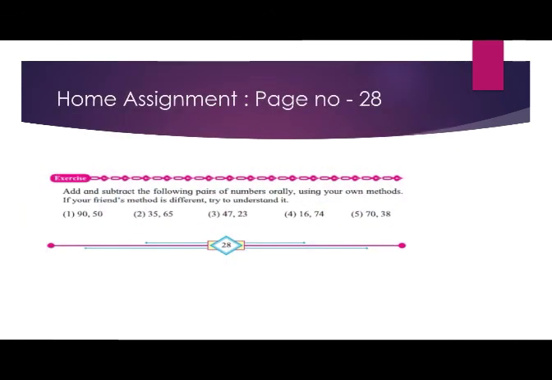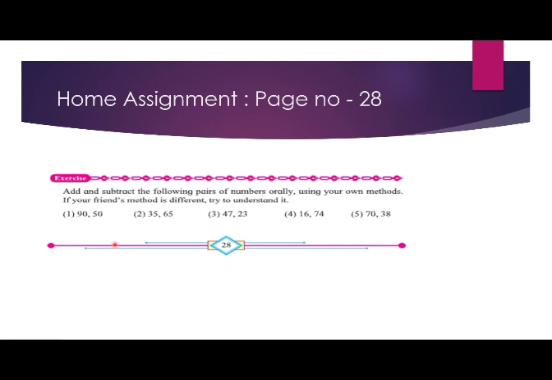Now students, there is one home assignment for you on page number 28. On page number 28, there is one exercise given to you. It's really very easy. I'll read out the question. Add and subtract the following pairs of numbers orally using your own methods. If your friend's method is different, try to understand it.